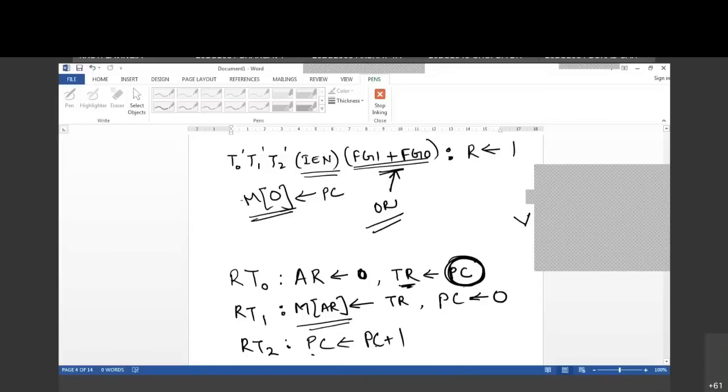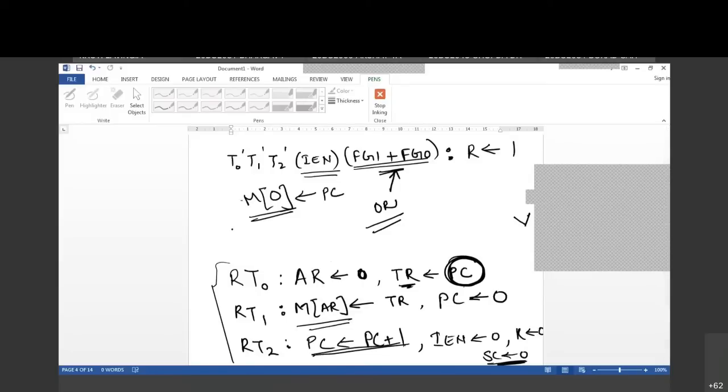So what would happen? We will be moving to this particular location, executing our interrupt, and then we'll be setting our IEN to 0, R to 0, and sequence counter back to 0. This is an instruction that executed. After this instruction gets executed, we'll set the sequence counter to 0 so that the next instruction starts from timing signal 0.